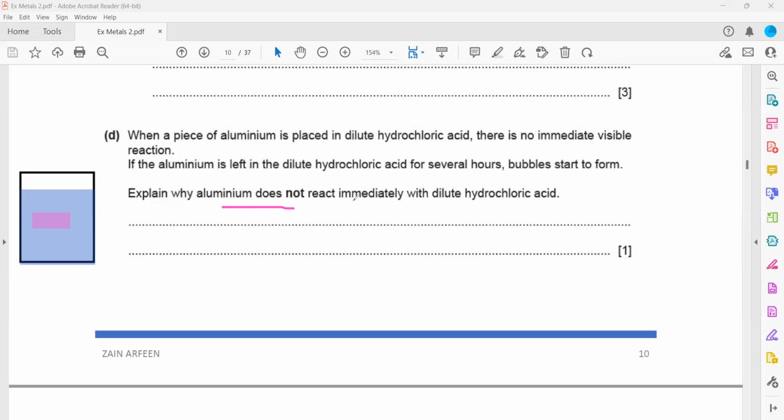Explain why the aluminum does not react immediately. What is the reason for that? Whenever you have a piece of aluminum, its top layer is not aluminum, its top layer is aluminum oxide.